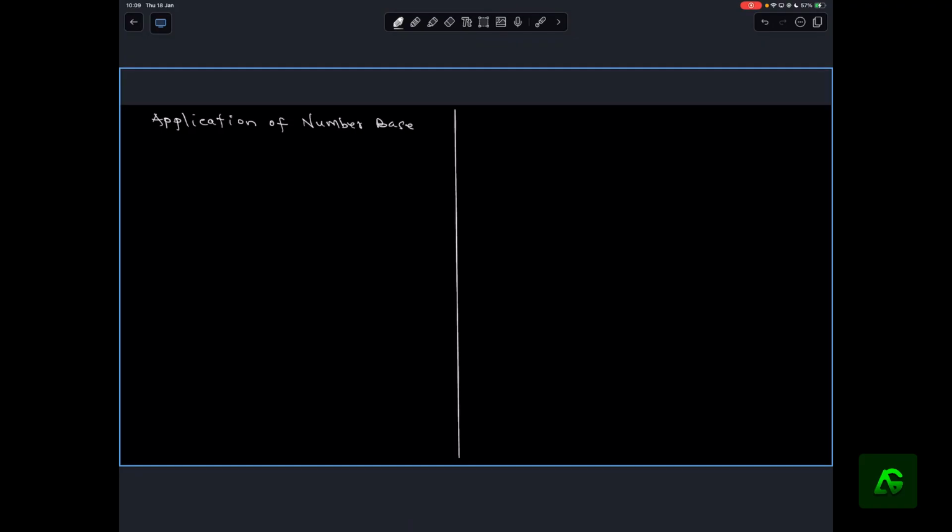So for today, we'll be looking at application of number base. At first, we'll be starting with exclusive OR. Exclusive OR simply means XOR. And the symbol we use to denote this is what? A plus sign inscribed in a circle. So this is how we denote it. That is the mathematical symbol we use to denote XOR.